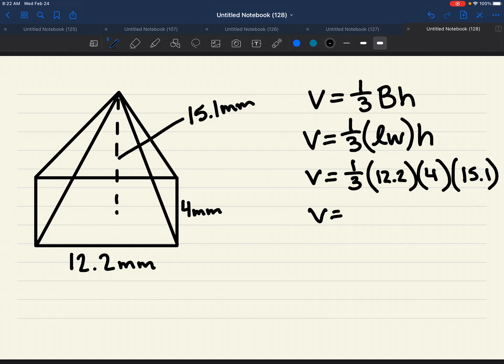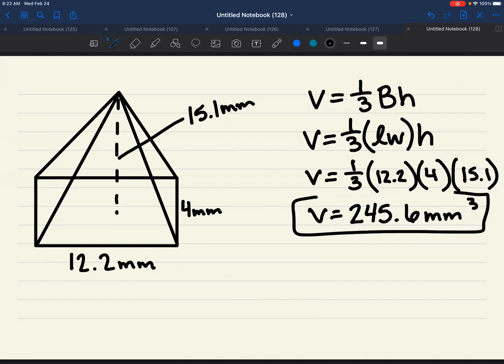Okay. All right, plug that in your calculator. Tell me what you get. Do you want it rounded? Yeah, round to the tenths. 245.6. Okay. How do we feel about those so far? Yeah. Not too bad. Okay.